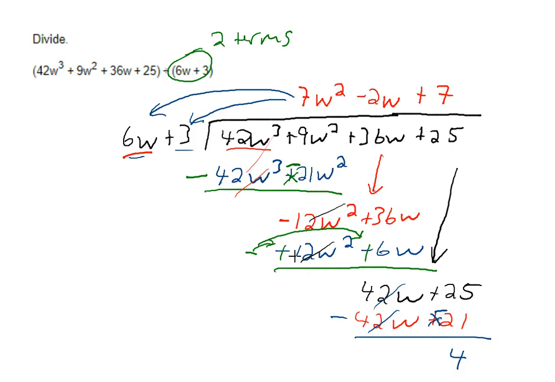And there's nothing else we can do here. There's no more terms to bring down. This won't go any more into 4. So this would be my remainder. All right, so this is your remainder here. And up here, this is your quotient.